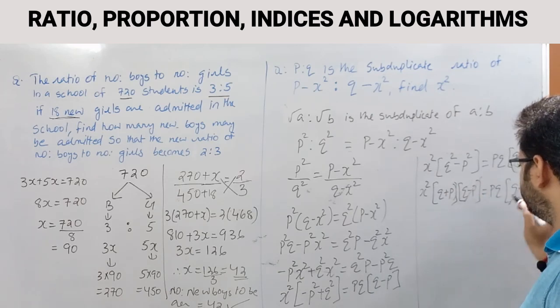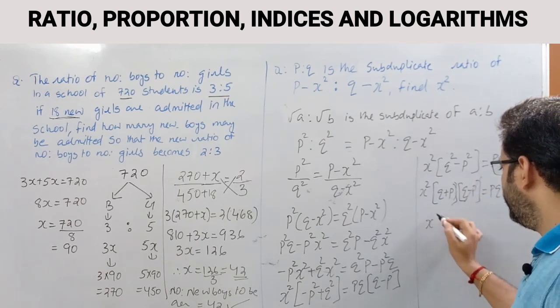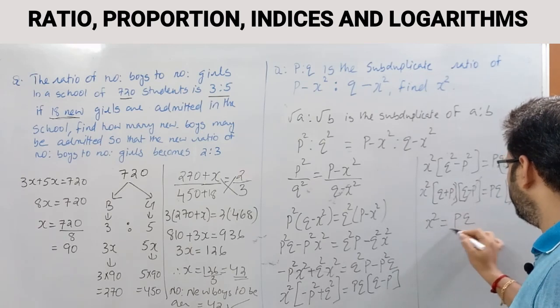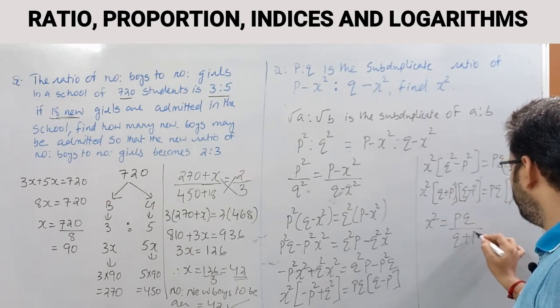Q minus P gets cancelled. Therefore, x square is equal to PQ divided by (Q plus P).